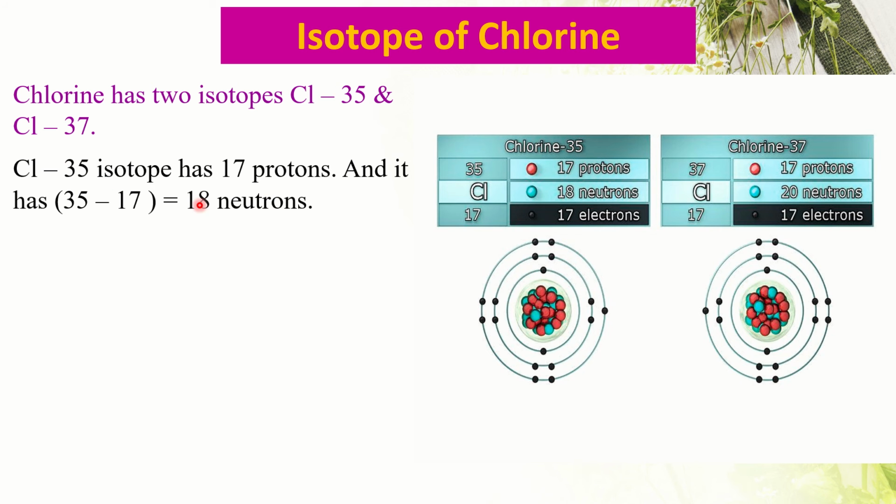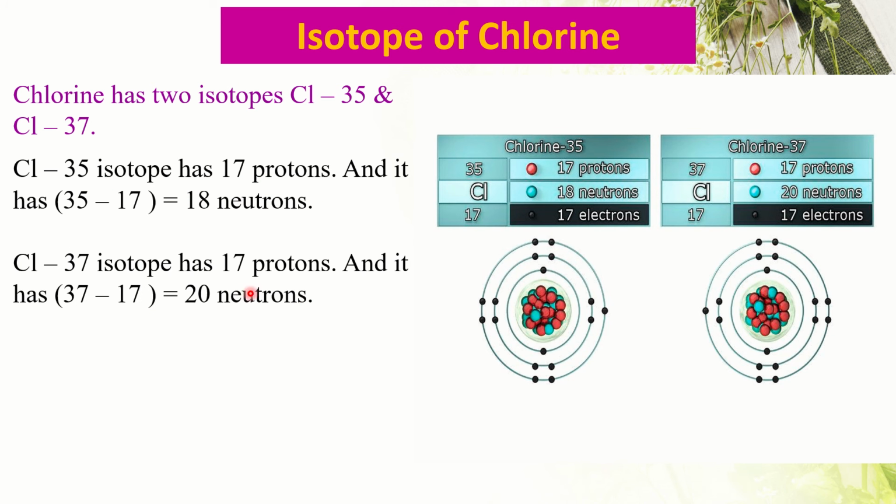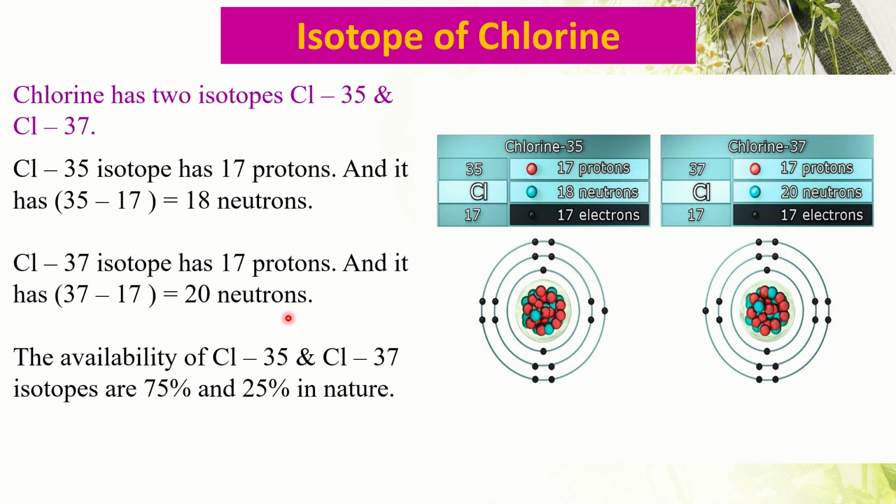Chlorine 35 has 17 protons and 18 neutrons, and chlorine 37 has 17 protons and 20 neutrons, and their availability is 75% and 25%. So their ratio will be 75 to 25. It can be written as 3 to 1.